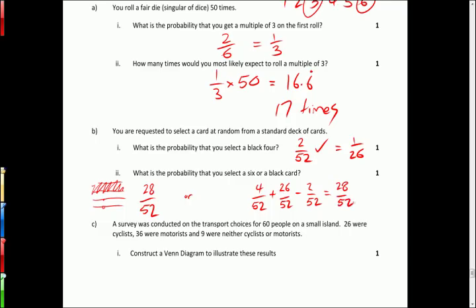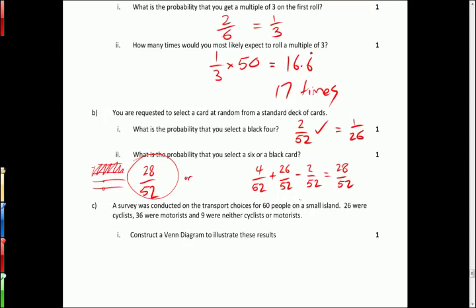So you may have a preference. Probably it's just looking at the diagram. But if it's a formula, fantastic.